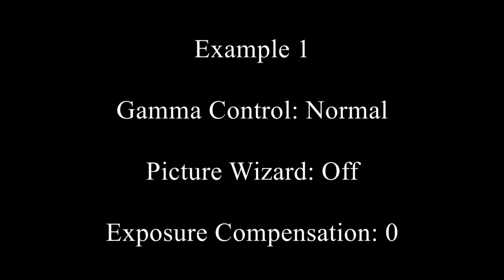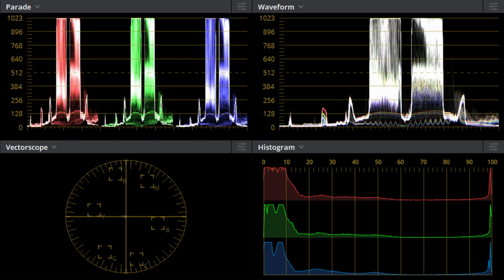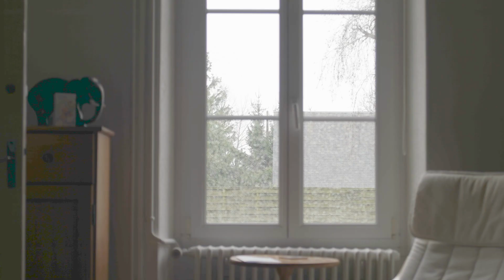Here are a few examples that demonstrate the technique. Example 1, gamma control normal, picture wizard off, exposure compensation 0. This was shot in auto exposure mode using aperture priority. As you can see from the scopes, we have a very wide dynamic range from the blacks clipping to the whites clipping. Okay, if we increase the gamma a lot, just to see what's going on in the shadows, as we look at the close-up there, we can see plenty of artifacts.